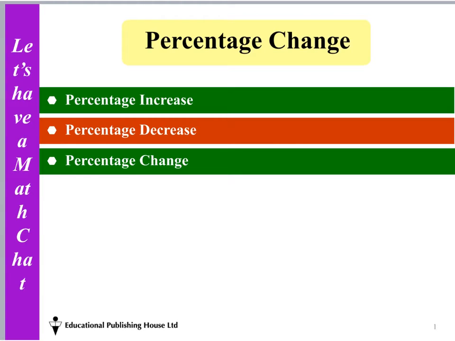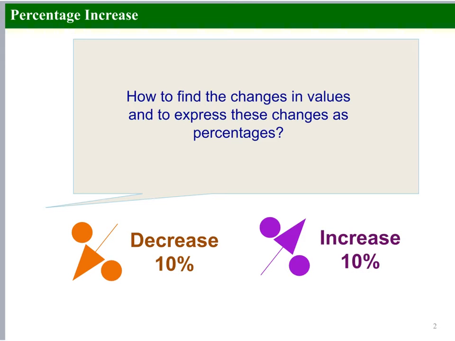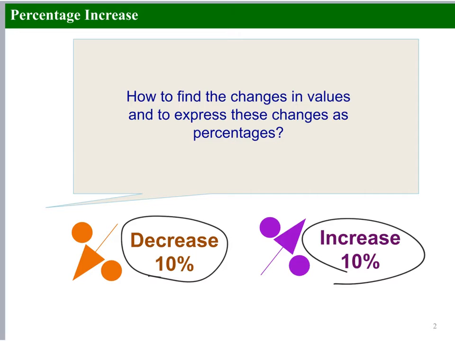Hi everyone. In this chapter, we talk about percentage change. There are two kinds of percentage change. The first one is increase, and the second one is decrease. And how to find the change in values and to express these changes as percentages? For example, a percentage change could be a decrease of 10% or an increase of 10%.